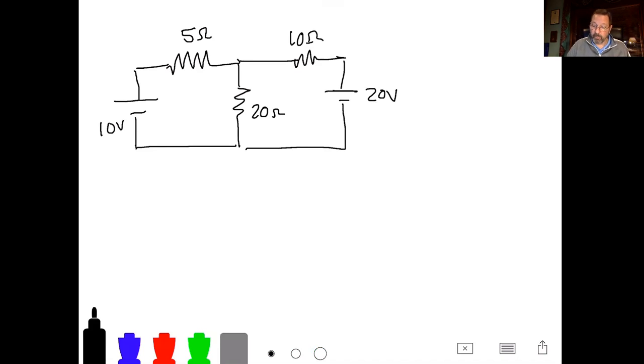Despite my bad penmanship, hopefully you can see three resistors, 5, 10, and 20 ohms, and two batteries, 10 and 20 volts. And of course, the thing I want to do is find the current in the 20-ohm resistor. All right, now here's the deal. Can anybody see a set of resistors that are either in series or parallel?